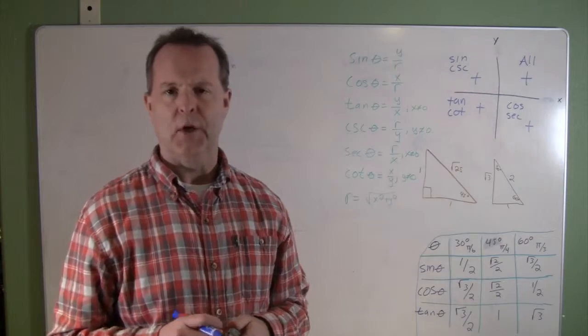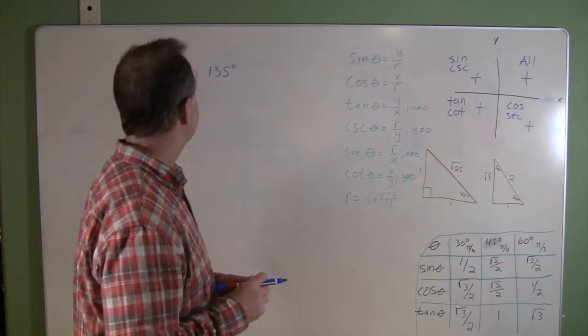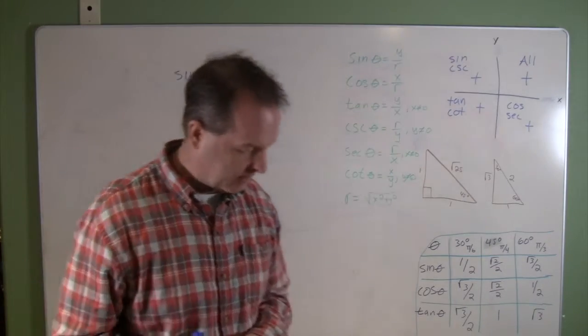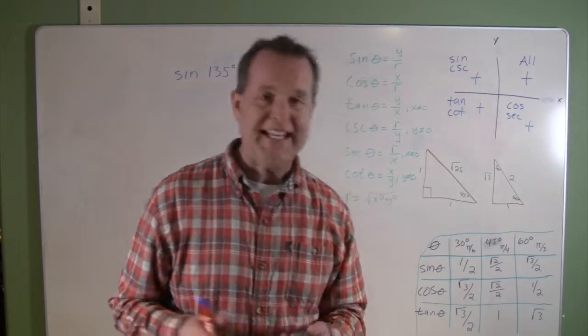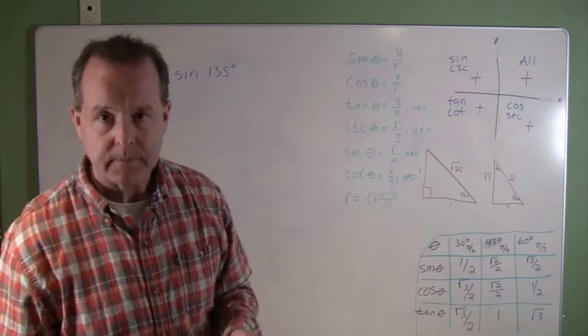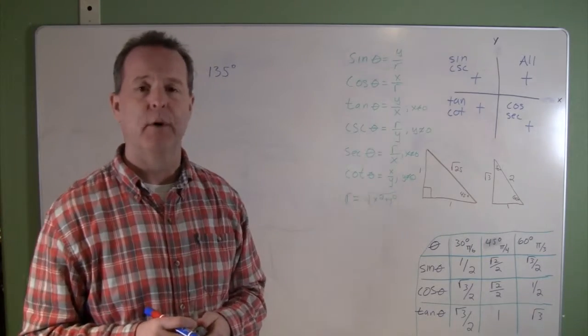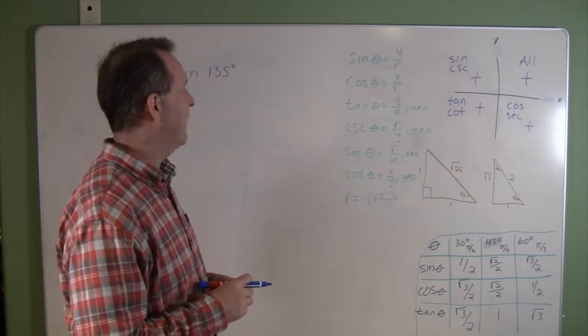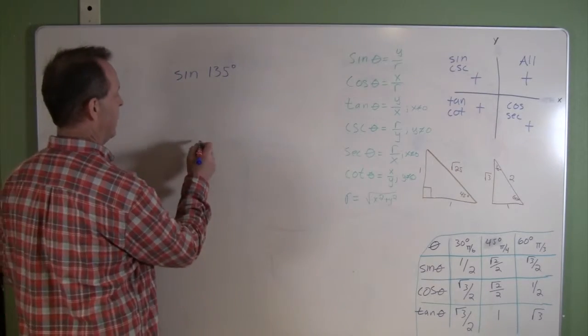Okay, let's see if we can put this all together now. Sine of 135 degrees. What's its exact value? I think we're going to use a combination of both what quadrant it lies in and its reference angle and some of those types of ideas to figure out how we can be helpful here.